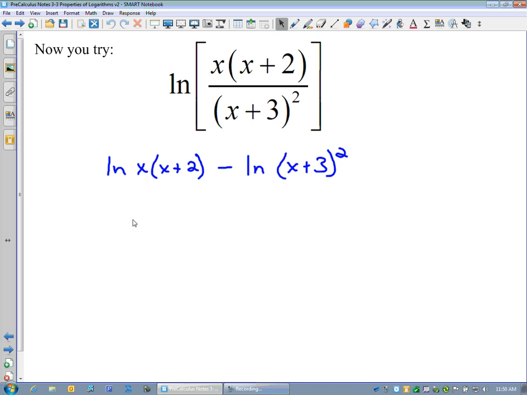So breaking this up, we will get natural log of x plus natural log of the quantity x plus 2. And then for this one, using the power property, I'll get minus 2 times the natural log of the quantity x plus 3. And nothing else can be broken down any further. No other properties can be used, so this is as simple as it gets. And we're done.